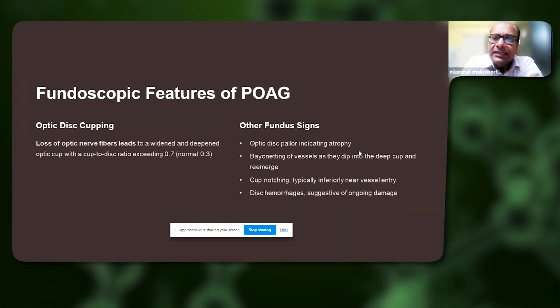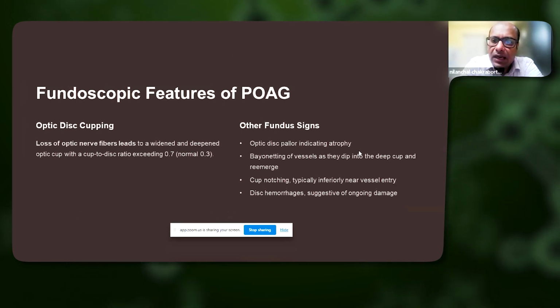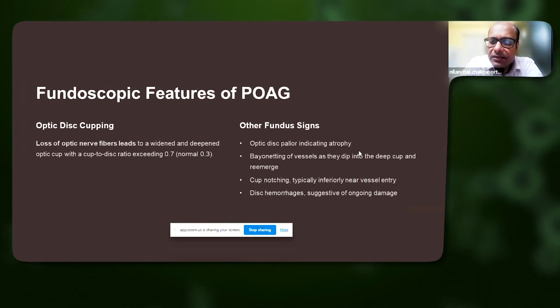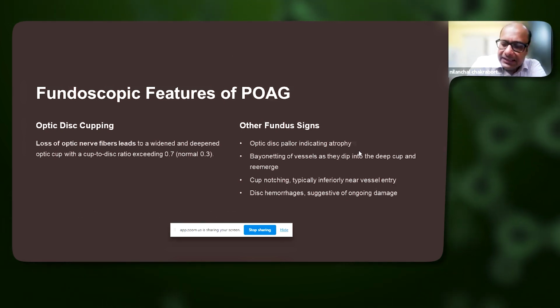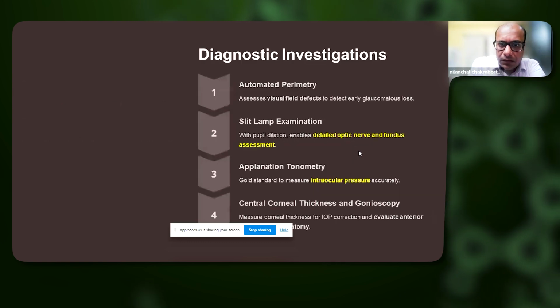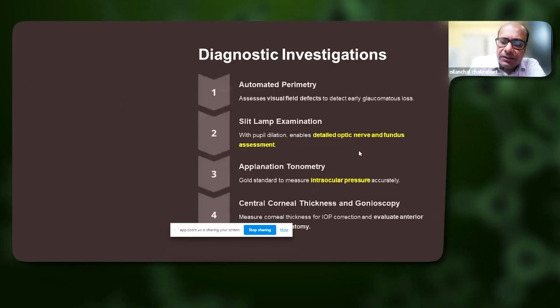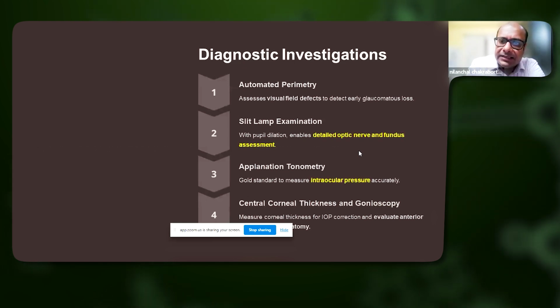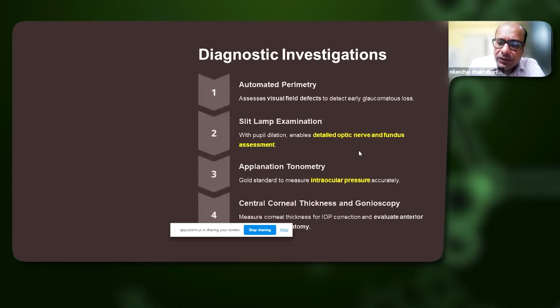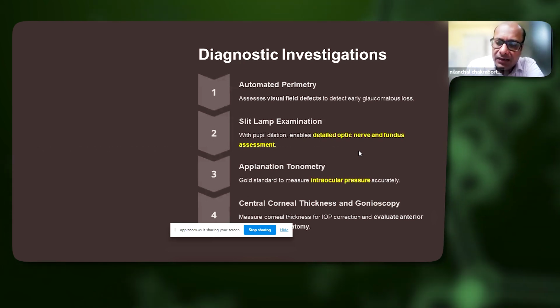Other fundus findings are notching and bayoneting of the blood vessels because the optic cup is increasing in size. But mostly it can be diagnosed with measurement of the intraocular pressure and slit lamp examination, with detailed examination of the optic nerve and fundus assessment.